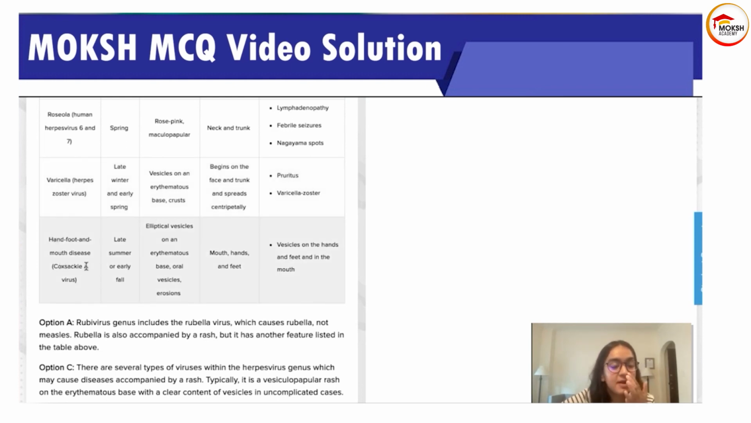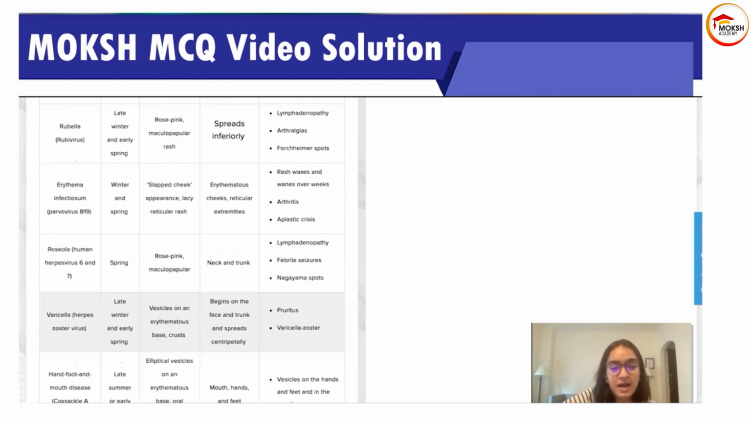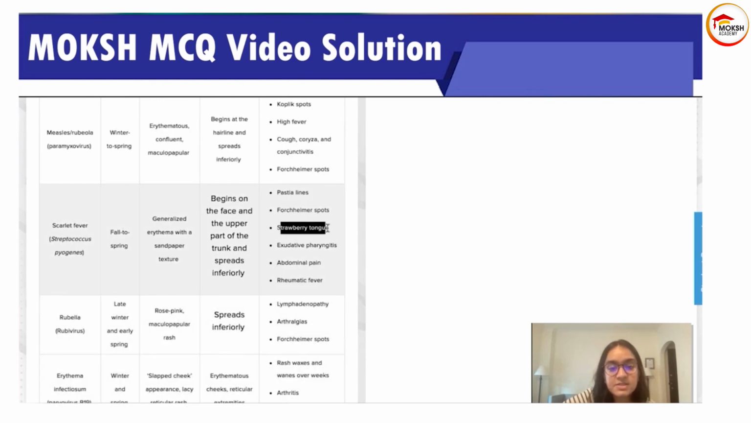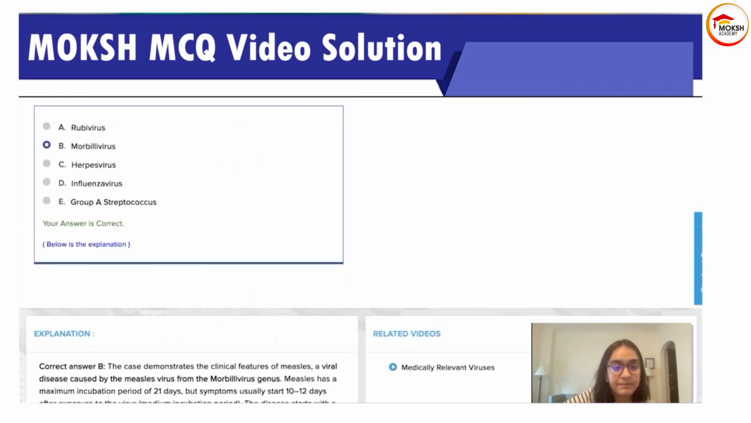And the Coxsackie. Sorry, that was the one I was trying to remember. So hand, foot, and mouth disease, Coxsackie A. This is the one that causes the palms and soles rash. Okay, so hand, foot, mouth disease obviously involves the mouth, hands, and feet, with vesicles on the hands and feet and in the mouth. So very high yield to know this table well and know some of the key features of each of these organisms.